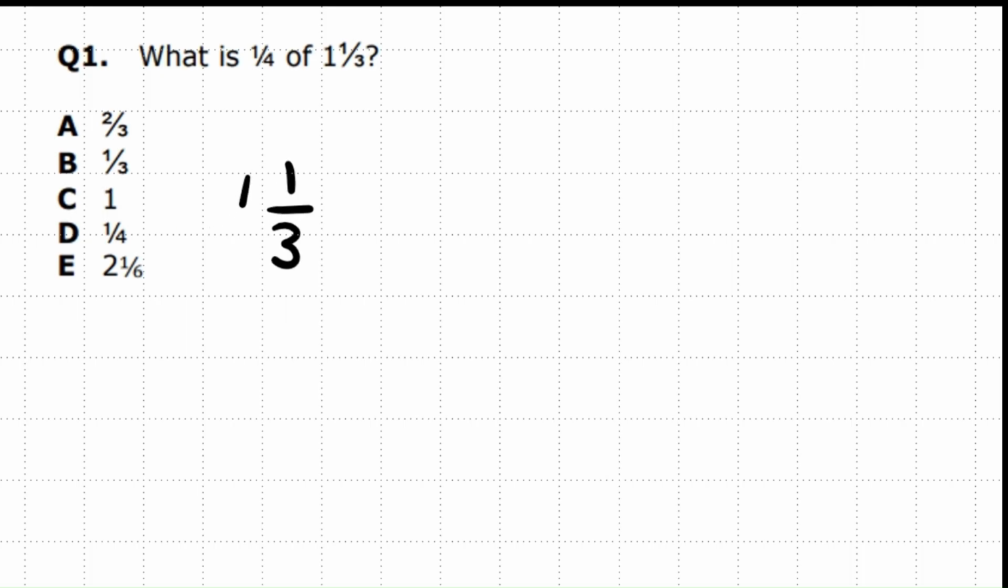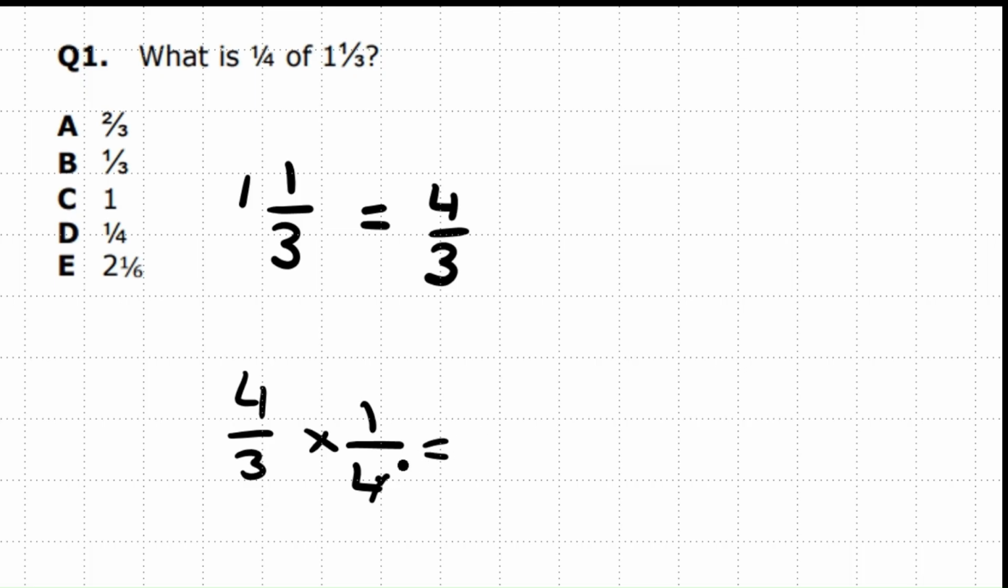1 and 1/3 equals 3 times 1 is 3, plus 1 is 4. So 4 over 3. Now we have to multiply 1/4 by 4/3. 4/3 times 1/4. You have to multiply the numerators, 4 times 1, which is 4, over the denominators, 3 times 4 is 12. So we know that the answer is 4/12.